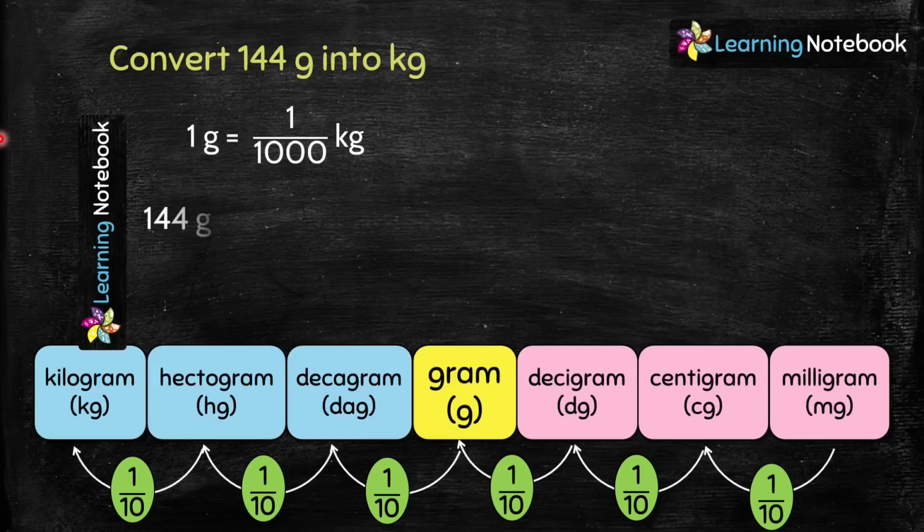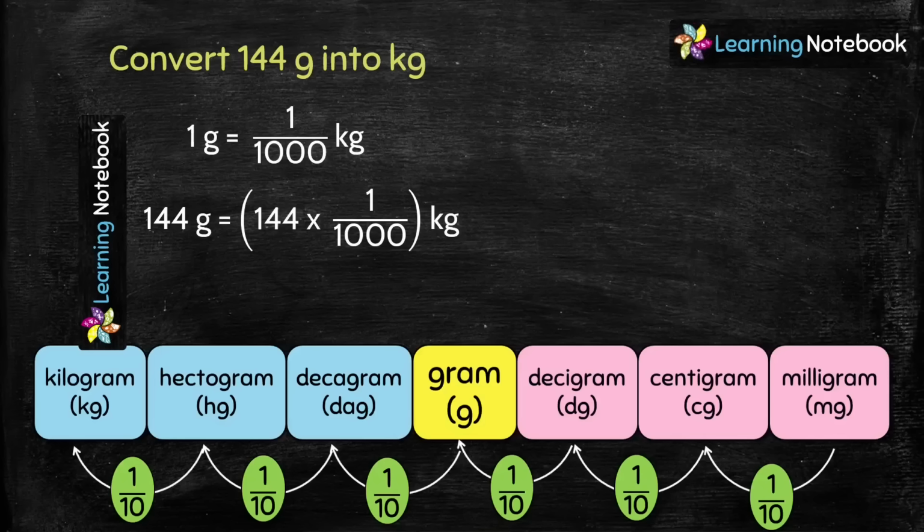So 144 gram would be equal to 144 multiplied by 1 upon 1000. Now it is a division by 1000. And we know on division by 1000, the decimal point moves to the left by 3 decimal places. So answer is 0.144 kilogram. Let's see the next question.